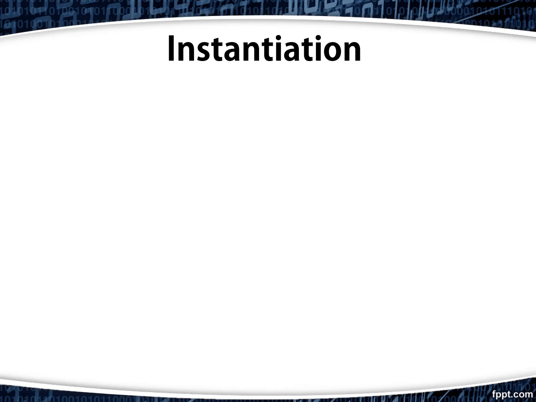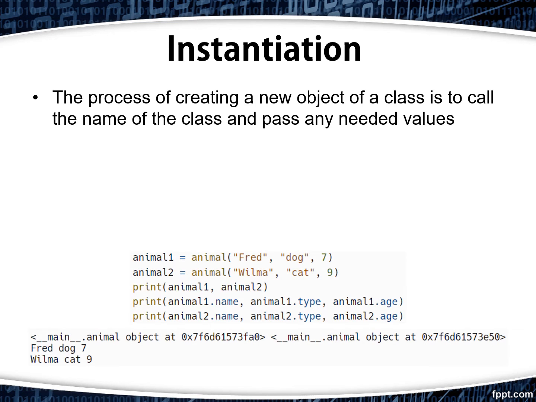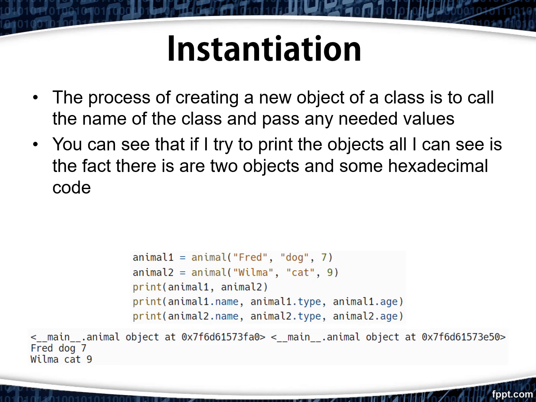Instantiation is the name given to the process of creating a new object of a class. The process of creating a new object of a class is to call the name of the class and pass any needed values. You can see in the example below that if I try to print the objects, all I can see is the fact that there are two objects and some hexadecimal code. I can't see any of their values.